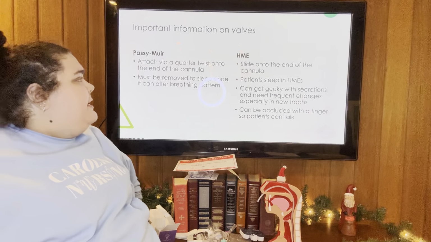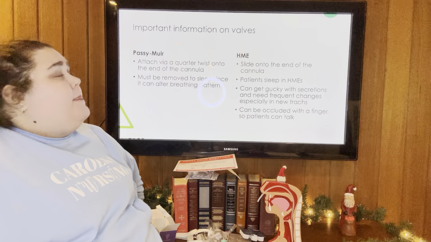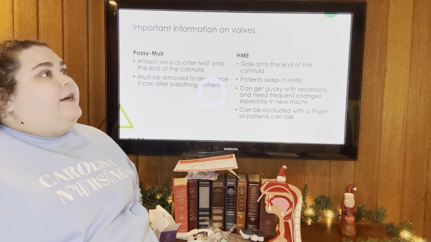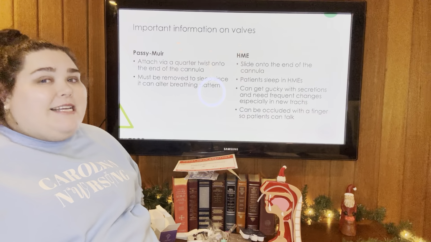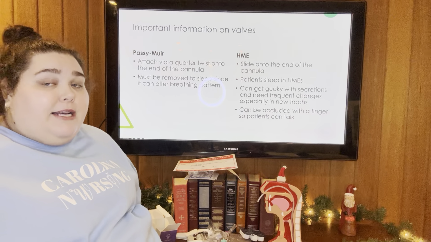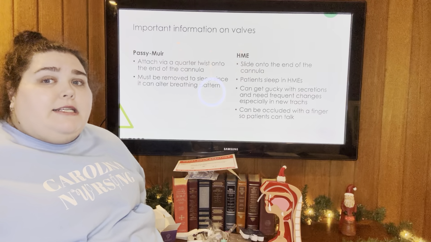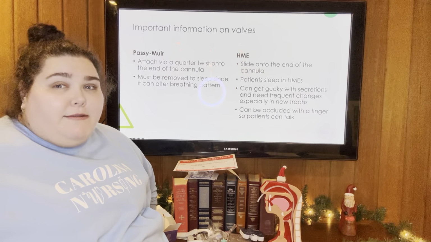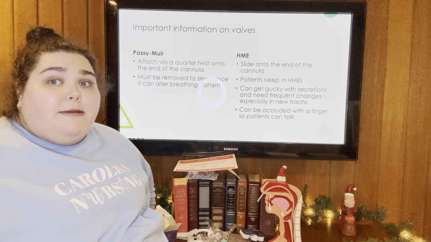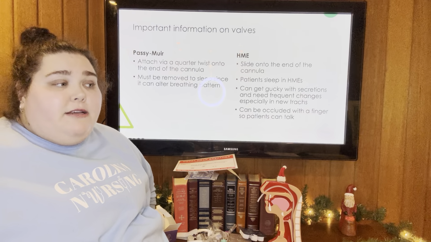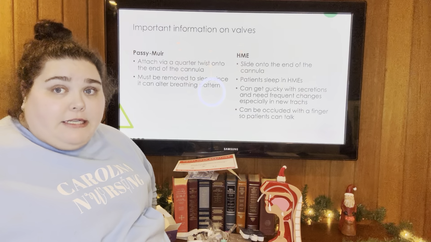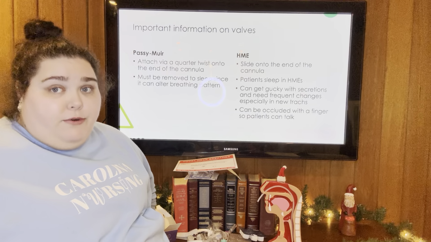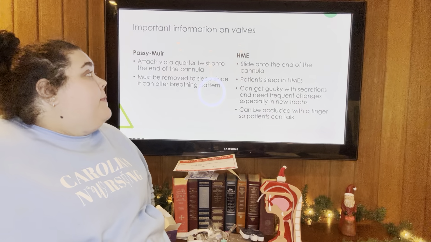So your important information to keep in mind about valves: the passing mirror valve has to be removed when they sleep because of the way it alters the airflow into the lungs. It can cause some respiratory distress when patients are asleep if they keep the valve on. HME valves, however, are recommended for sleep. We want patients to sleep in them. They get a lot of good airflow through them, so those are really important.